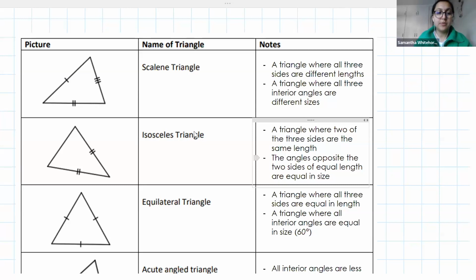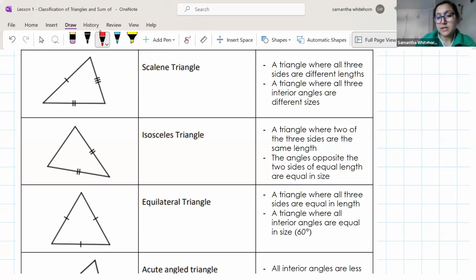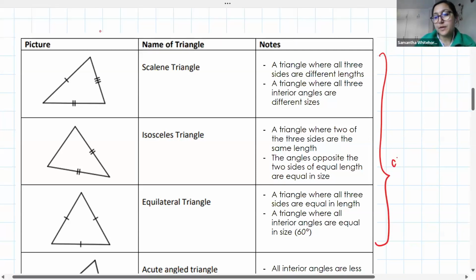We're first going to have a look at how we can classify triangles based on their sides. A couple of you are saying you can't see the screen. You need to log out and log back in. If you're still struggling, please let Yolanda know and she can help you further. Alrighty, guys. So these first three classifications are based on side lengths.